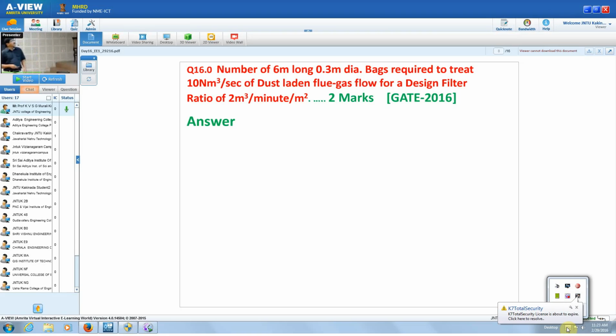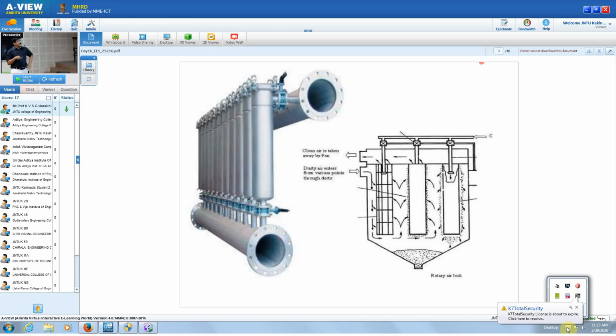Next please. So this is typically a bag filter. All of you pay your attention please. Try to travel along with the teacher, it helps you. The 10 meter cube per second of gas enters through this pipeline, like this. And these are all the bags: 1, 2, 3, 4, 5, 6, 7, 8, 9, 10 bags. These are all connected to this like this.